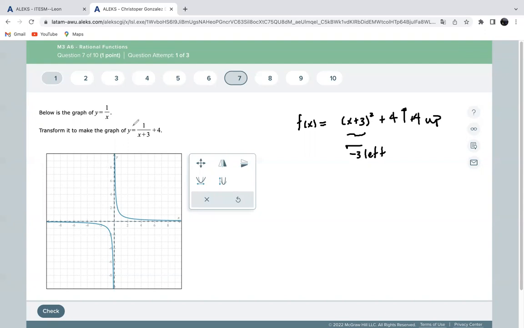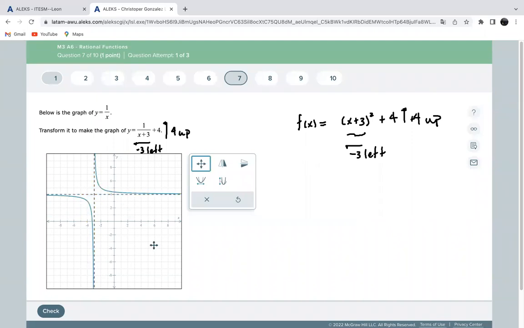The same is going to happen with this rational function. The graph is going to be shifted 3 units to the left and 4 units up. So that's the only thing that you have to do. So let's select the translation tool, and you can click anywhere on the graph and you'll be able to move it around. So you're going to shift it 3 units to the left and 4 units up. And that would be basically it.